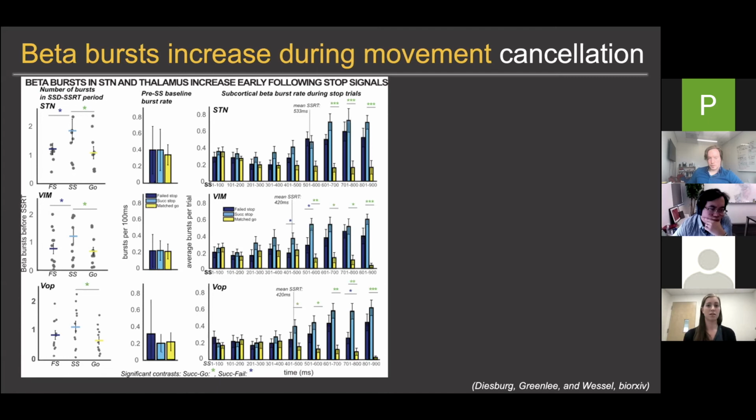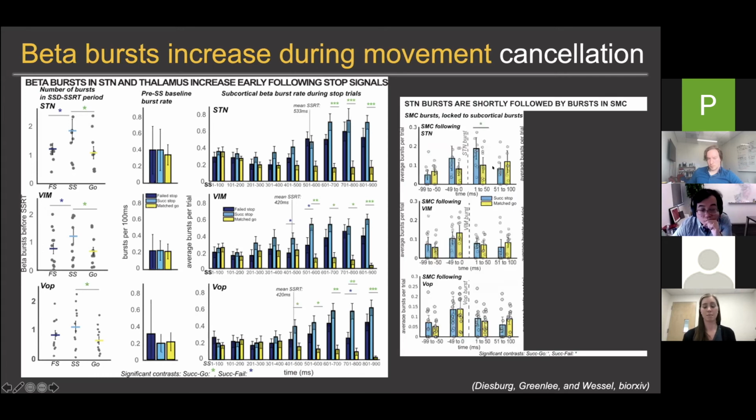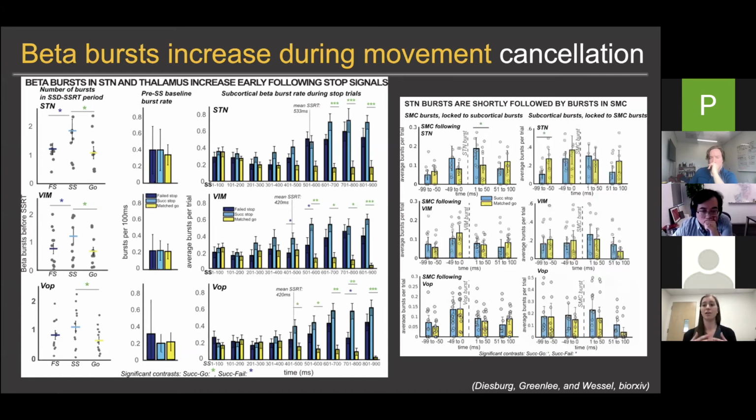The next question is whether they seem to also relate to sensory motor cortex beta bursts. So we time-locked beta bursts in sensory motor cortex to beta bursts happening in the subcortex. And we found that sensory motor cortex bursts increased in rate within 50 milliseconds following STN bursts. Interestingly, this was not the case with bursts in the thalamus. And this also wasn't the case when we looked at this the other way around, looking at subcortical bursts locked to sensory motor cortex bursts.